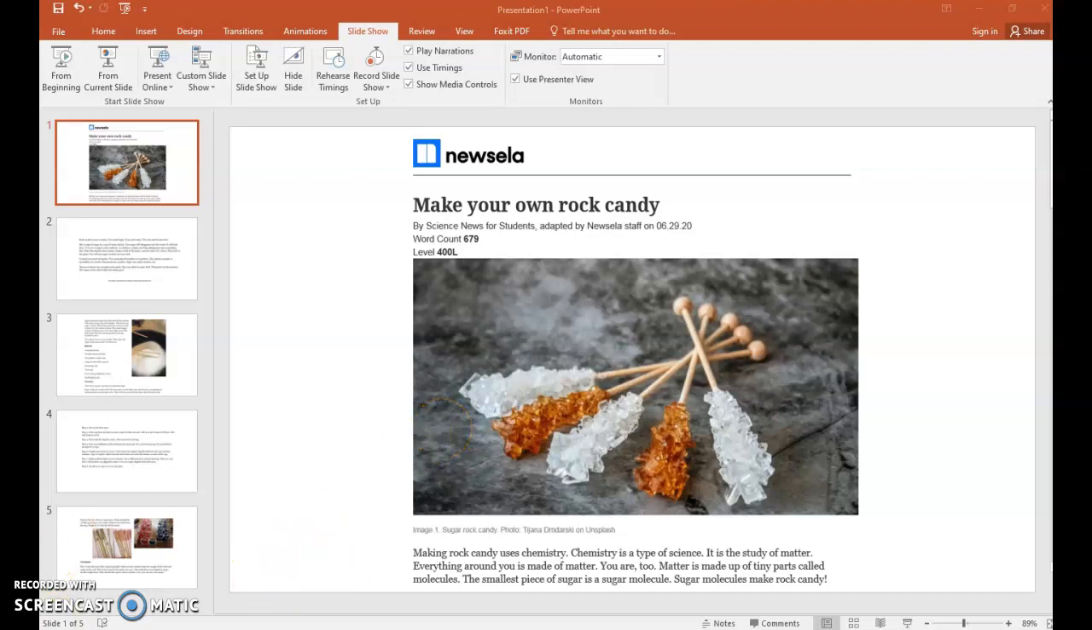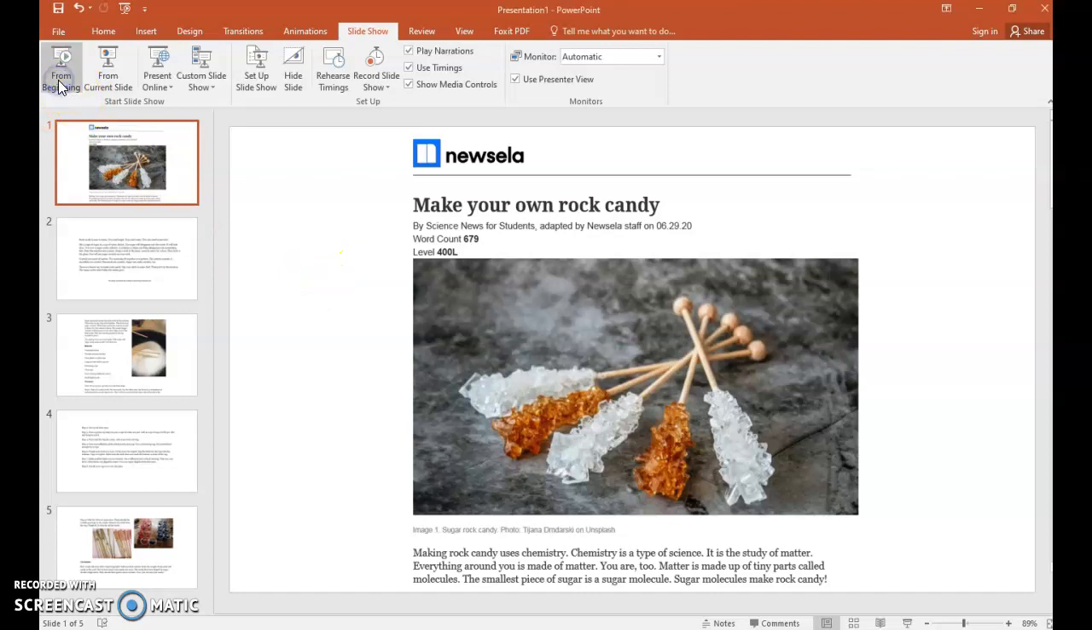Hey guys, okay, so what I'm going to be doing is modeling some of the annotations that we just talked about and show you how you can do this on your work. I found this from a site called News ELA, and it's for kids, and it's all kinds of news and information that you might find interesting. And I found this article, and it's a science article, so it pulls in some of our science we're about to talk about, and it's how to make your own rock candy. And it sounds fun to me, something I would really enjoy doing.